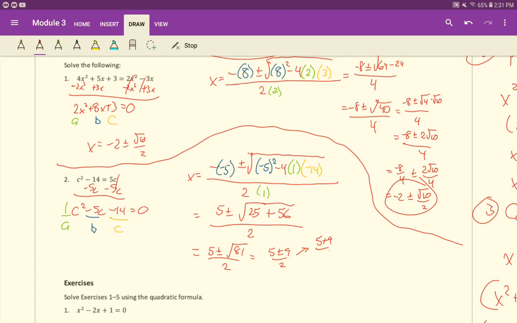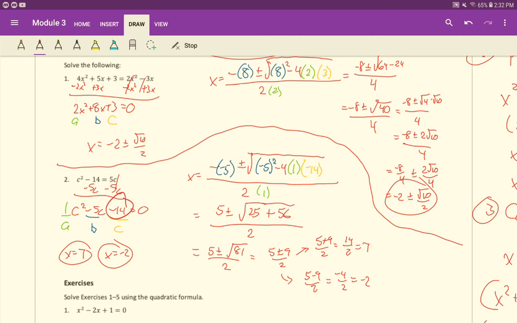5 plus 9 over 2, which 5 plus 9 is 14 over 2, or 7. We also have the solution 5 minus 9 over 2. 5 minus 9 is negative 4 over 2, so negative 2. So we get the answer is x equals 7 and x equals negative 2, which means we could have factored this.